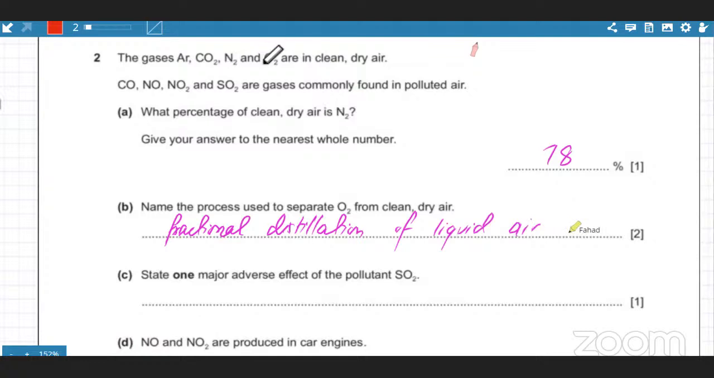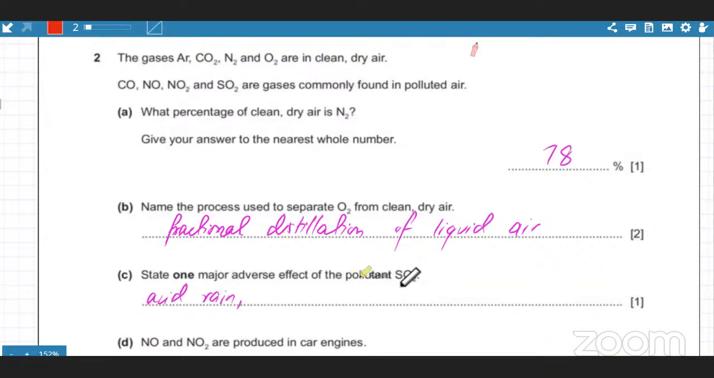Fractional distillation. Why? Because every gas has a different melting and boiling point, so you can separate them. If you liquefy air at very low temperatures, different gases would boil or change into the gaseous state at different temperatures. State one major adverse effect of the pollutant SO2. Now SO2 causes acid rain. So that's one very adverse effect.